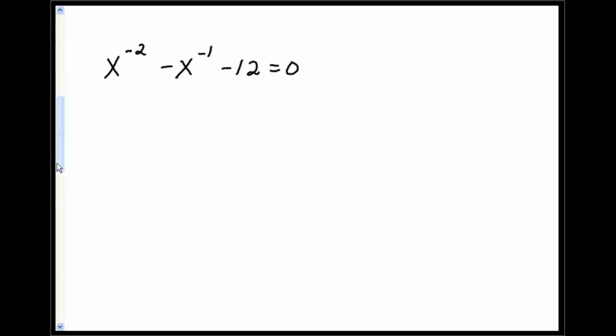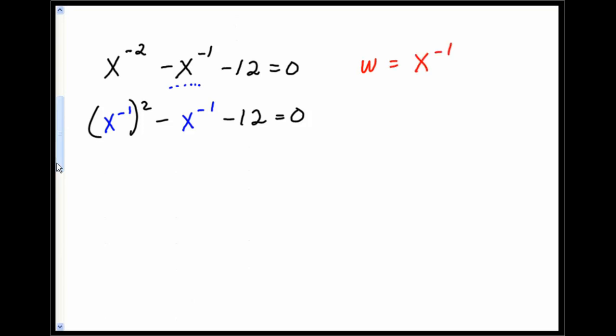Next equation, again, look at the variable in the middle term. And we can rewrite this as (x to the negative 1) squared minus x to the negative 1 minus 12 equals 0. And again, we'll do our substitution. We'll say w equals x to the negative 1. So we'll have w squared minus w minus 12 equals 0.